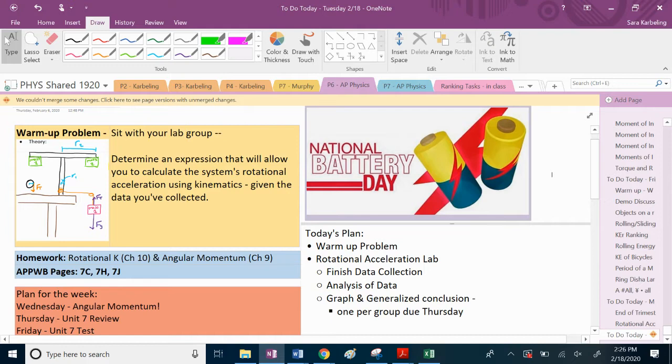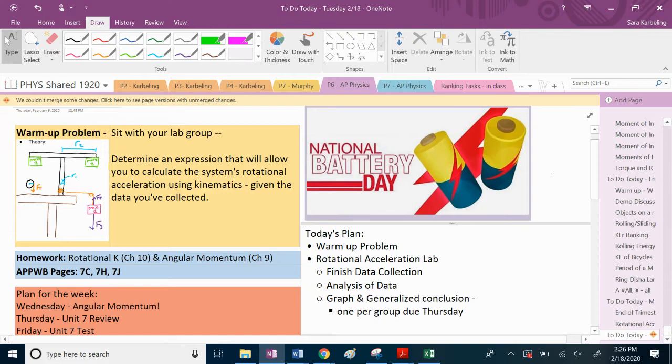Anyway, today we're going to do a quick warm-up problem and then work on our rotational acceleration lab that we started yesterday. The goal is to get through as much of that as you can. Just a couple of heads up as we're going through. I put homework up for rotational kinetic energy, which is what we did a couple days ago, as well as for angular momentum, which is what we're going to cover tomorrow.